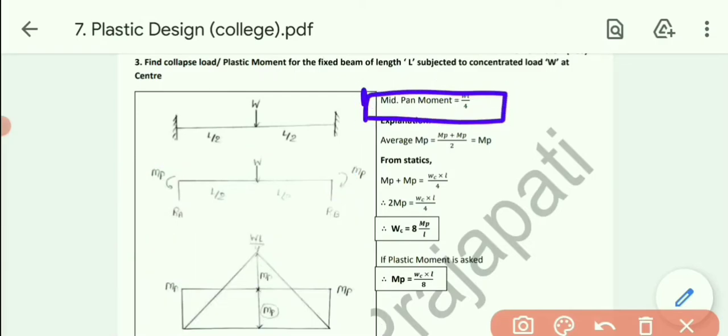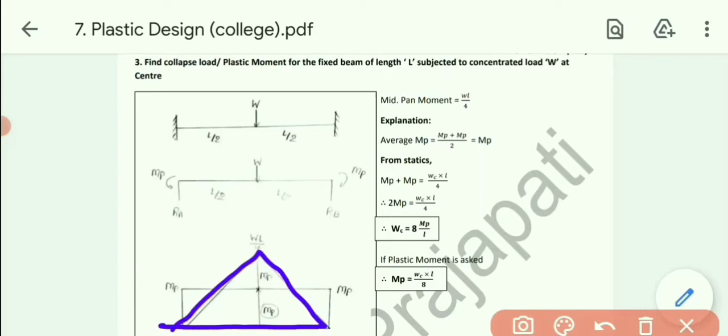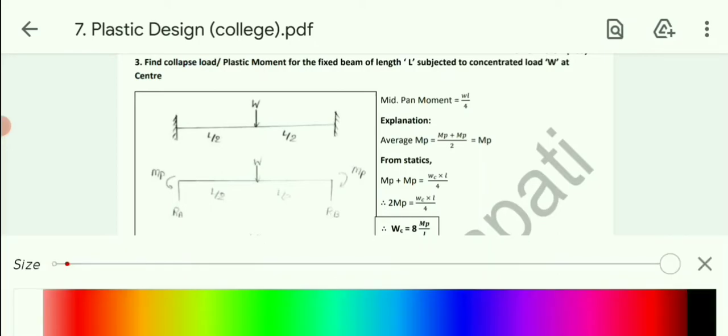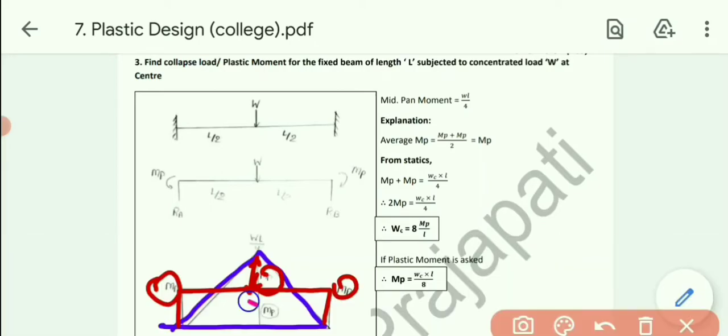Let's talk about the explanation. First of all, the mid-span moment, that is WL by 4, for a simply supported beam with central point load. Now talking about the other moment. Let's discuss the diagram once again. See, this one was the mid-span diagram, while this one was the moment diagram, the redundant moment diagram. This MP, as we discussed earlier, will be produced because the support is fixed. Now we need to calculate this MP.